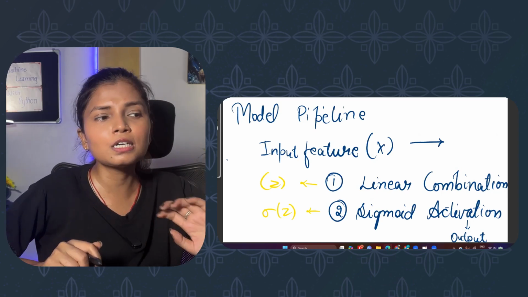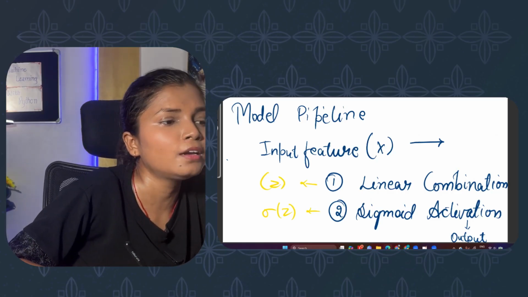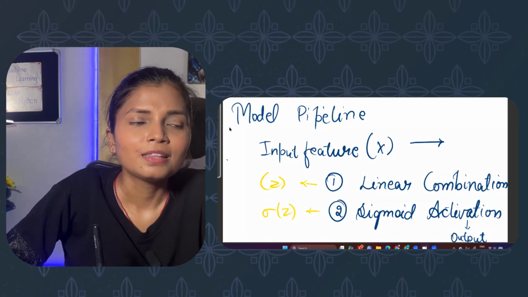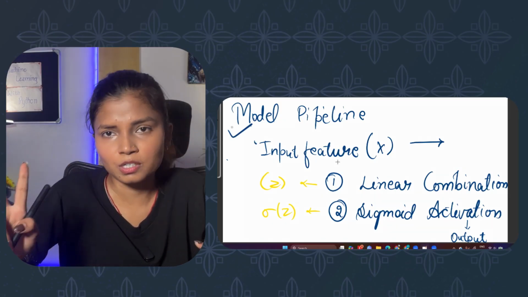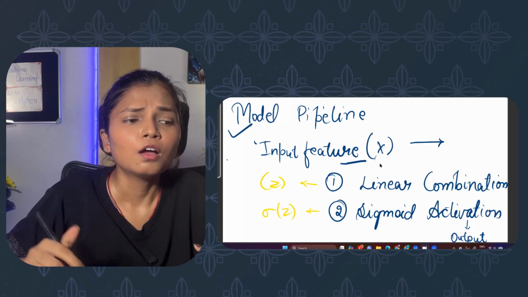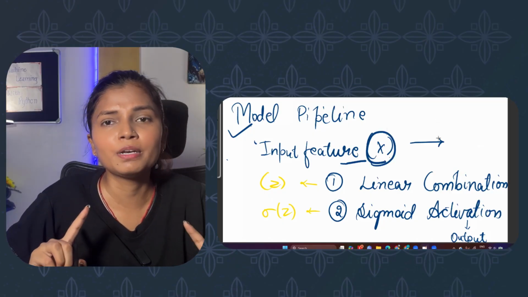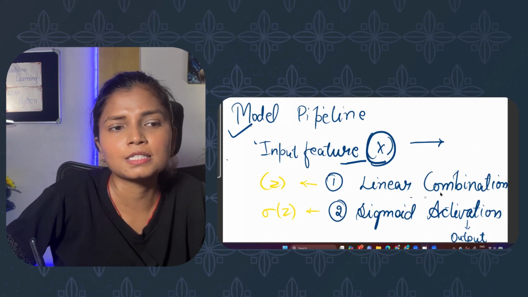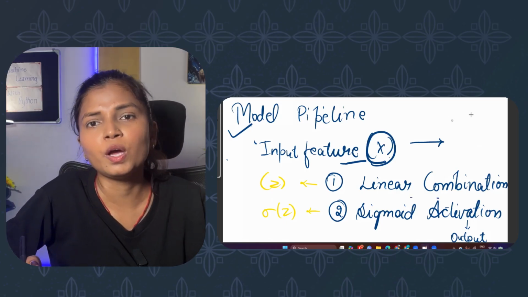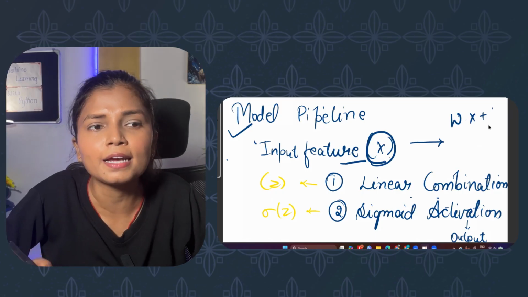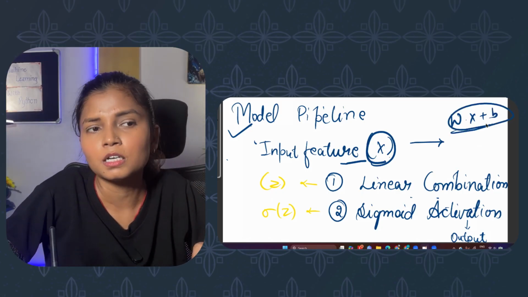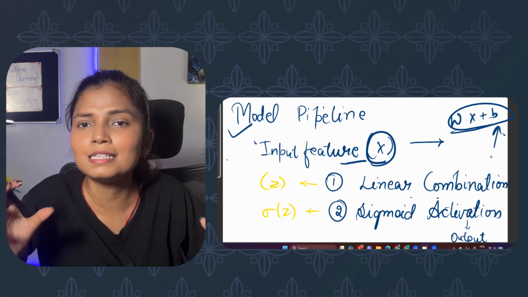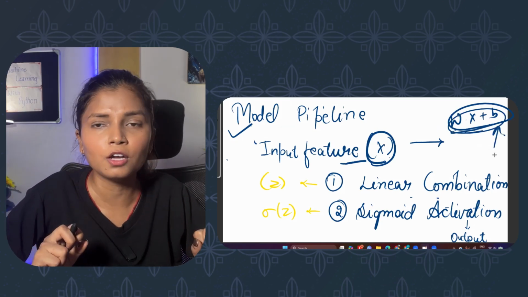But for logistic regression, what is the model pipeline? In logistic regression, first we take the input feature. Then this input feature goes through 2 steps primarily. First is the linear combination. Linear combination is nothing but the same function which we have been discussing, where we multiply with the weight and add the bias. And this equation gives us the value z.